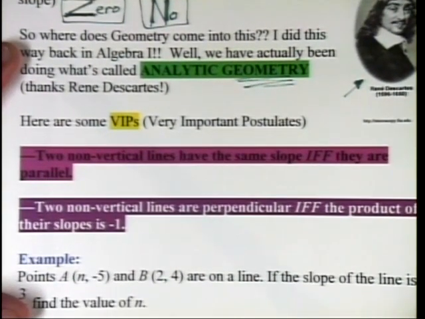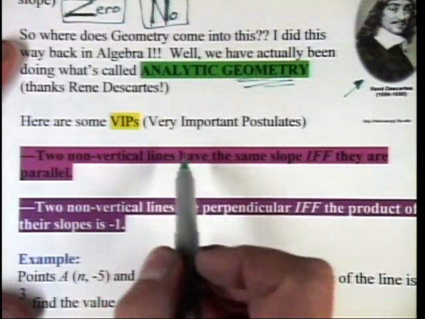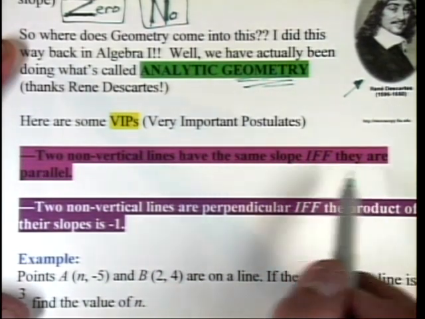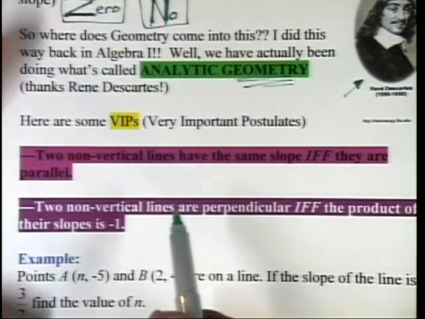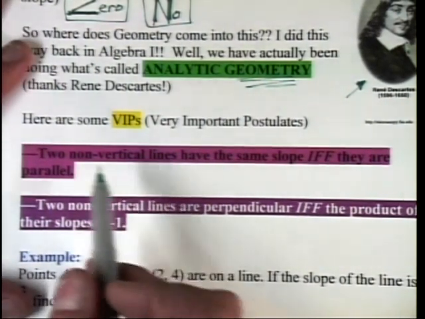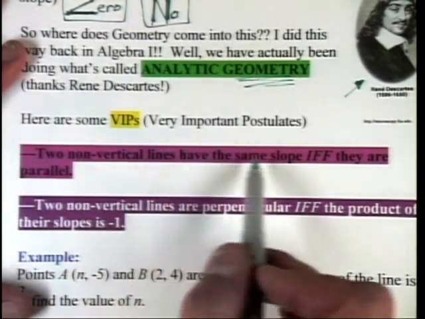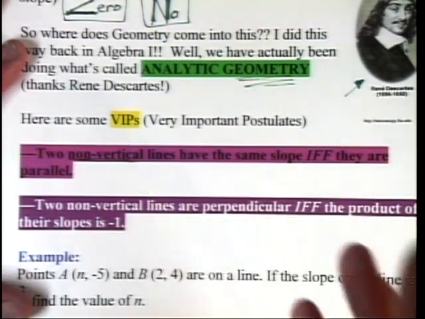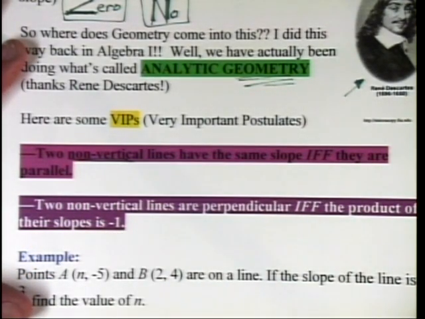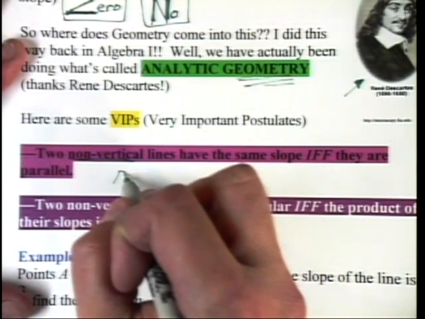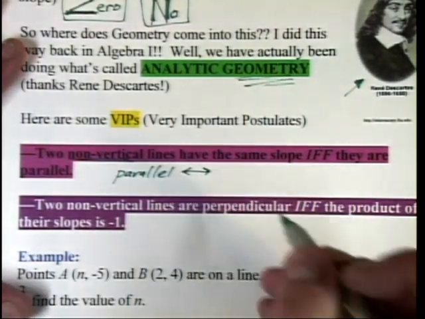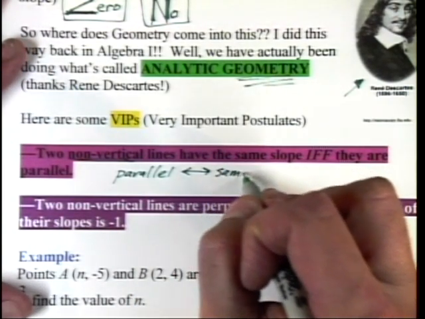It says, two non-vertical lines have the same slope if and only if they are parallel. Remember, we can reverse that and say two non-vertical lines are parallel if and only if they have the same slope. Now remember, we have to say non-vertical because if we include vertical, the slope doesn't exist. So here's what we can basically say. Parallel lines, parallel, double-headed arrow implies same slope. Or same slope implies parallel.